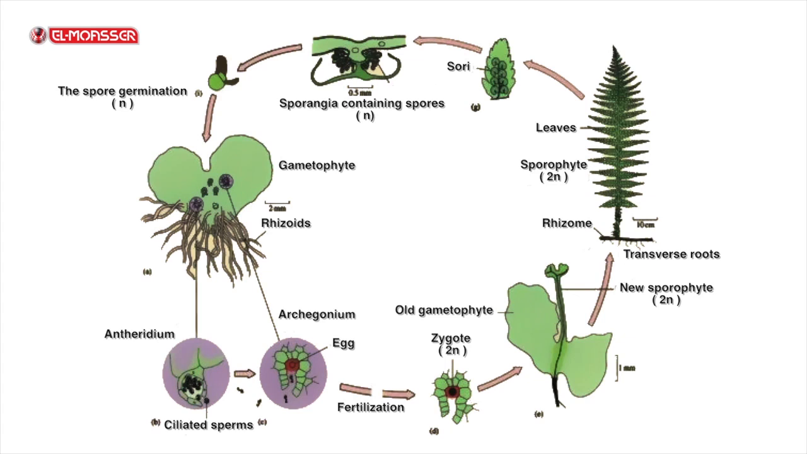So the life cycle of polypodium is considered a typical example for the phenomenon of alternation of generations, where there is a diploid sporophyte phase, 2N, that reproduces asexually by spores and alternates with a haploid gametophyte phase that reproduces sexually by gametes.